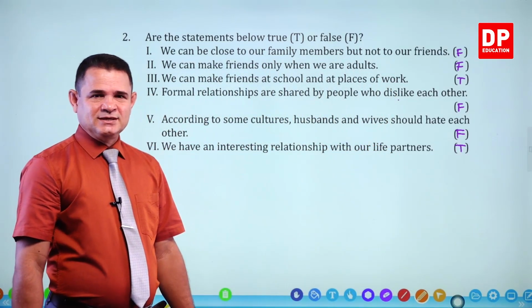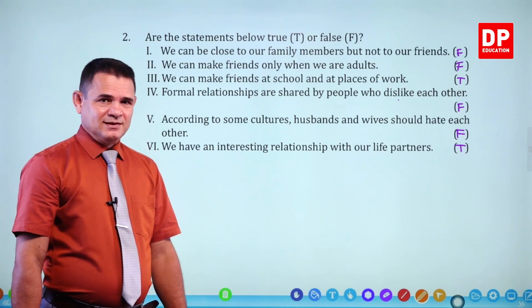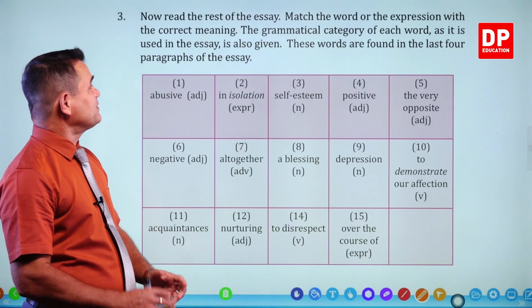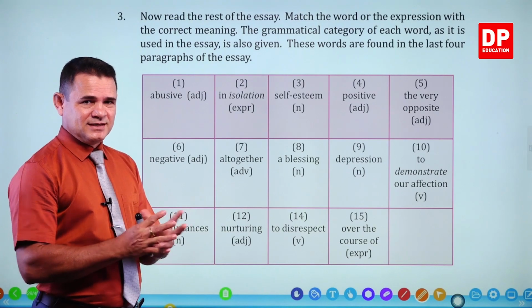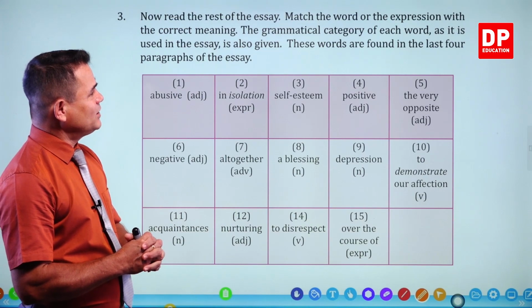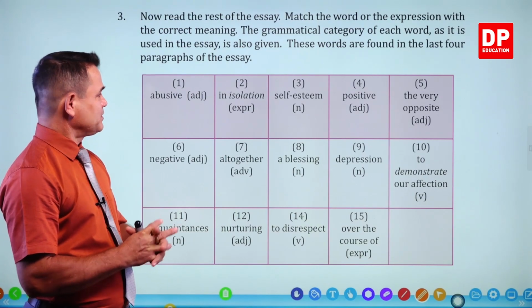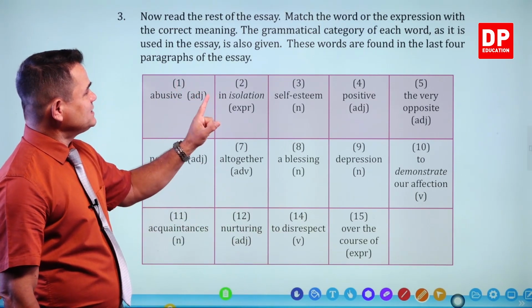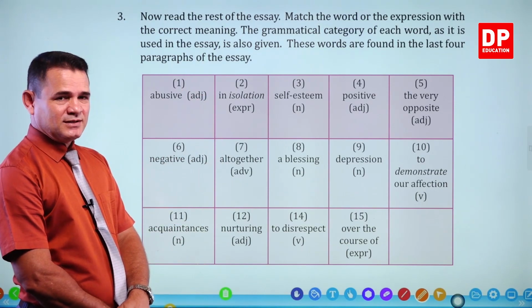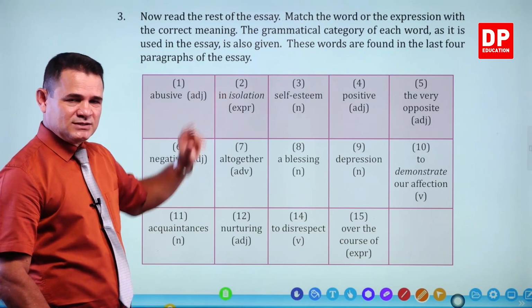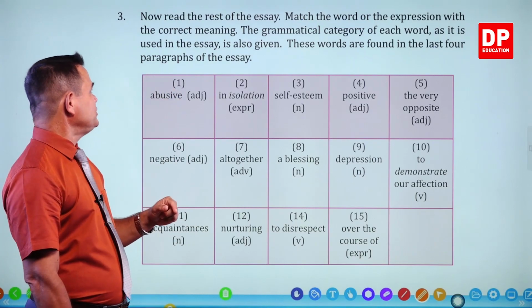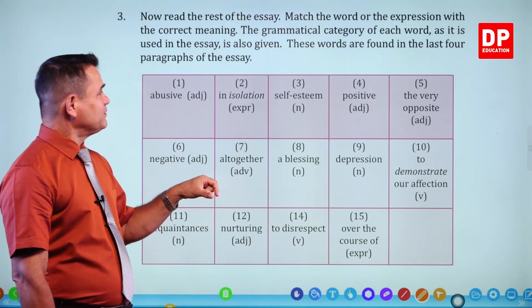That is for you to just get a better understanding about this relationship. Fine, very good. And then let's see the next one. Once again, you have to match these words with the expressions, right? Now read the rest of the essay and match the words or the expressions with the correct meaning. The word and the expression, මේකේ තේරුම් ටික ඊළඟට දෙනවා. Grammatical category of each word, ඒ වචනේ මොන වගේ එකක්ද, as we said earlier, each word as it is used in the essay, essay එකේ තියෙන විදියට අනුව is also given.